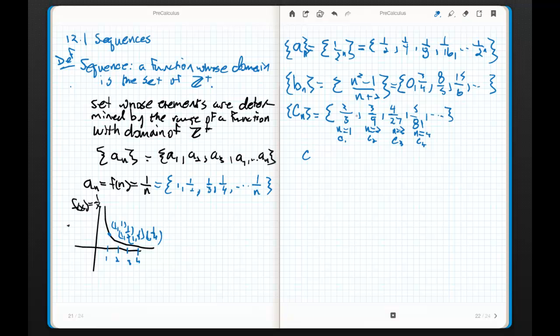Well, when n is 1, the top is 2. When n is 2, the top is 3. When n is 3, the top is 4. When n is 4, the top is 5, etc., right? So what are we doing? Well, the top is just take n and add 1 to it. Right? What's the denominator? When n is 1, 3. n is 2, 9. n is 3, 27. You can see that this is 3 to the n at the end. So I may ask you to be able to do that.